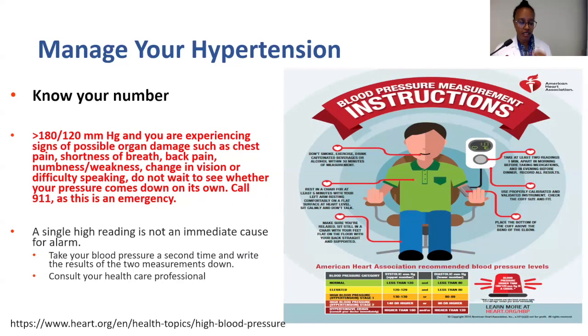And as far as measuring your blood pressure, a single high reading is not an immediate cause for alarm. You take a breath, and take your blood pressure a second time. And if you still have a very high one, you consult your healthcare provider immediately. If not, if it looks like it's coming down, you write it down and you can contact them later.